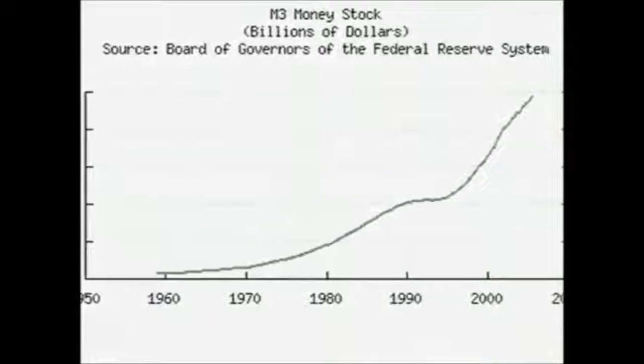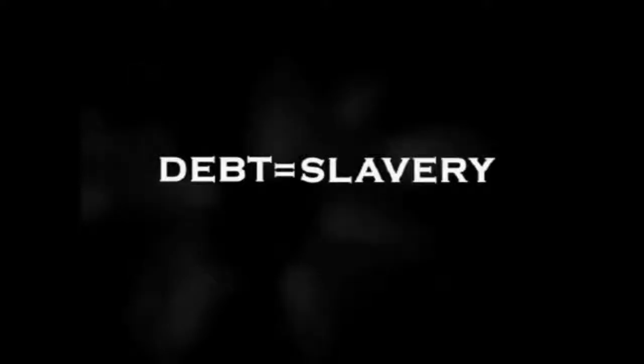The end result of this system without fail is slavery, for it is impossible for the government and thus the public to ever come out of the self-generating debt. The founding fathers of this country were well aware of this.